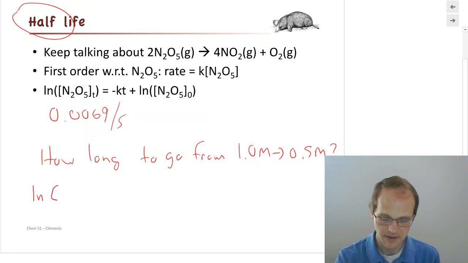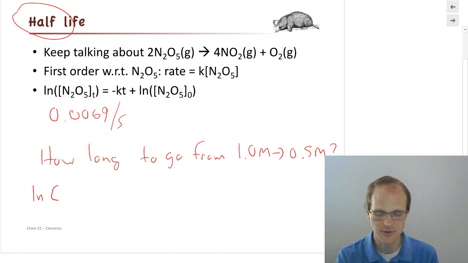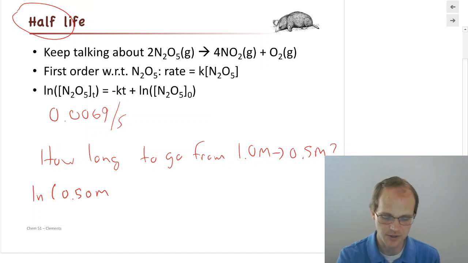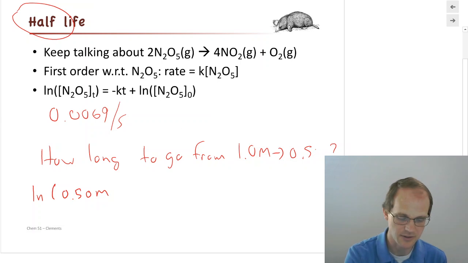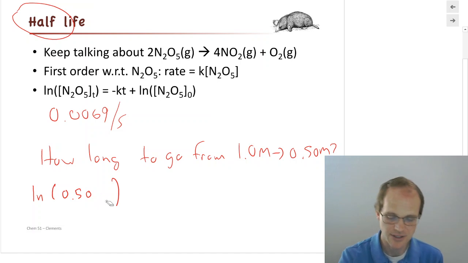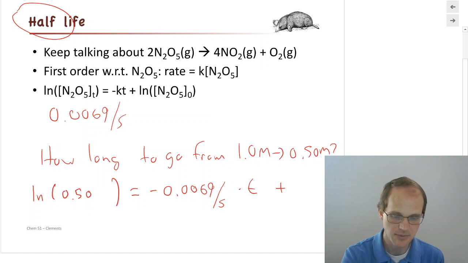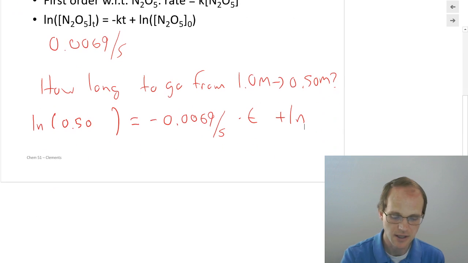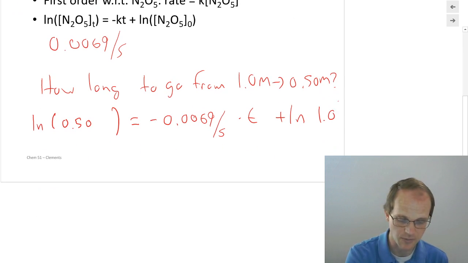Natural log of my final concentration. People get this confused a lot. My final concentration is 0.50 molar. I'm going to put that 0 in there because I want those couple sig figs. Now, I put the M in there; technically, I shouldn't. Natural log of 0.50 is minus 0.0069 per second times t plus the natural log of my initial concentration, which is 1.0.